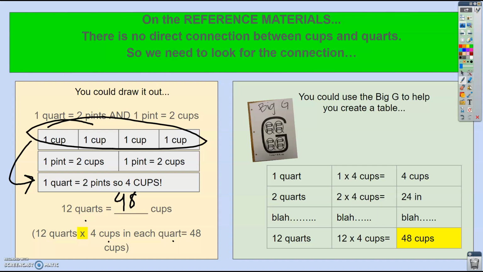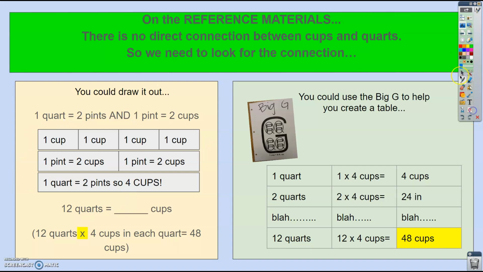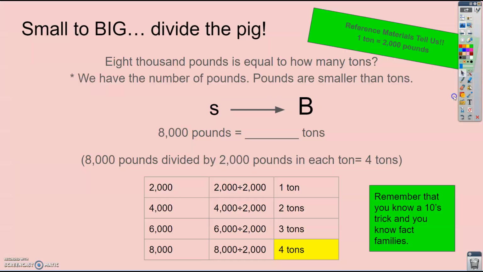You could use the big G to help you out. You know that in 1 quart, there's going to be 4 C's for Coca-Cola. So 1 quart times 4 cups is 4, and 12 quarts times 4 cups is going to be 48.